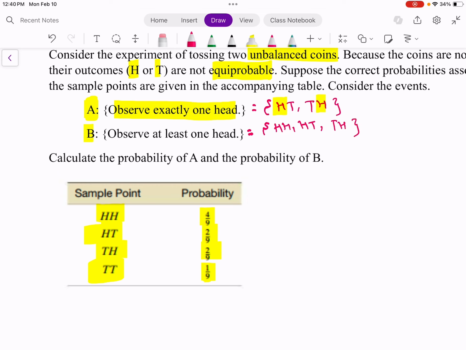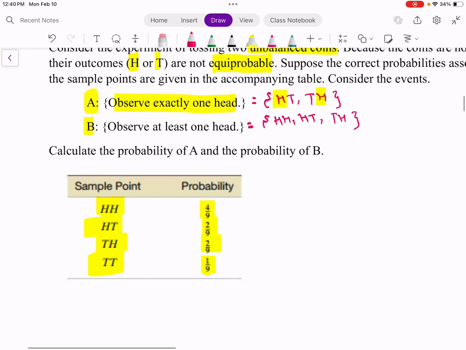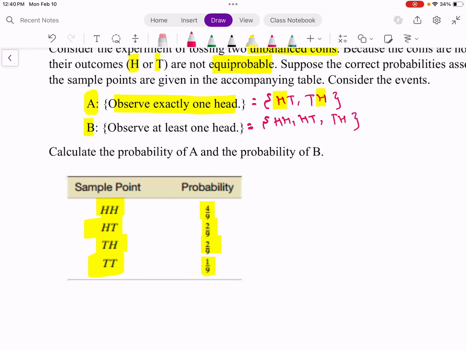Okay, so we want sample points that have at least 1 head. Head, head has 2 heads. We only want 1 head, but it has 2. That's okay for us. And head, tail has a head, tail, head has a head. Okay, so these are the sample points for our event B. Any question in listing the sample points for an event here?